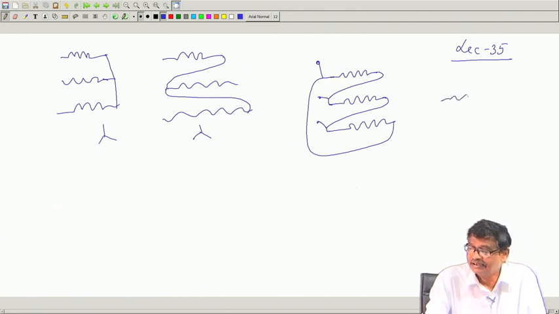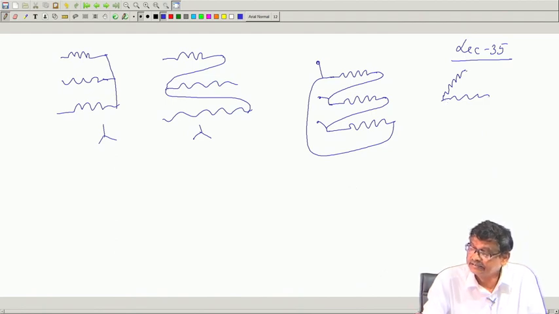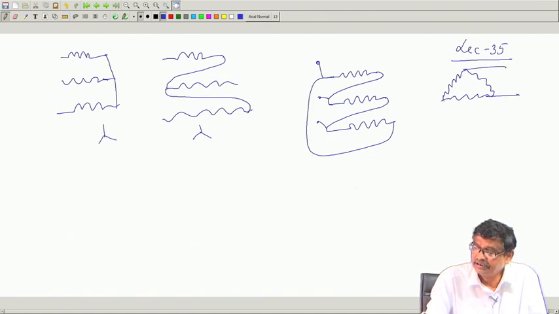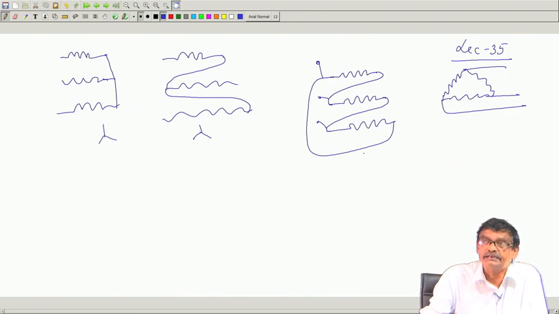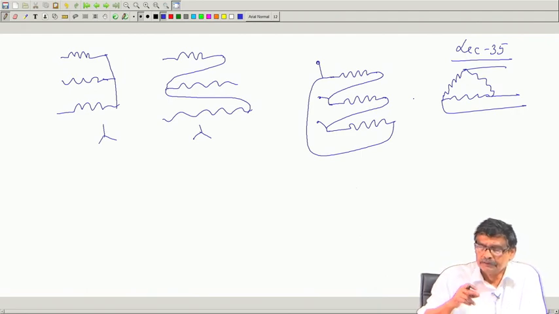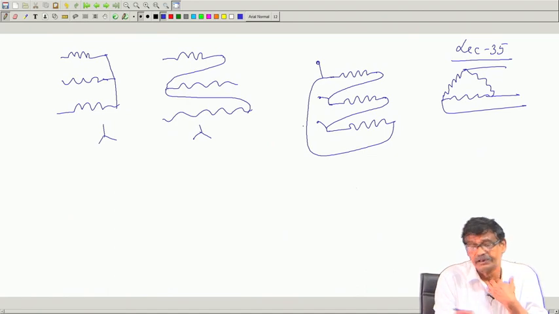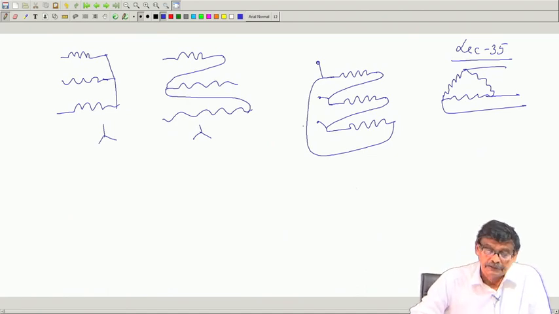Although we draw it like this, that is fine. Here also we are doing this: second resistance, third resistance you connect, and from the junctions you take the output, and it gets delta connected. Is this different from this? No. So, this is the way we will be drawing delta connection. Coils will be in series and closed, and from the junctions you take the outputs, that is it.